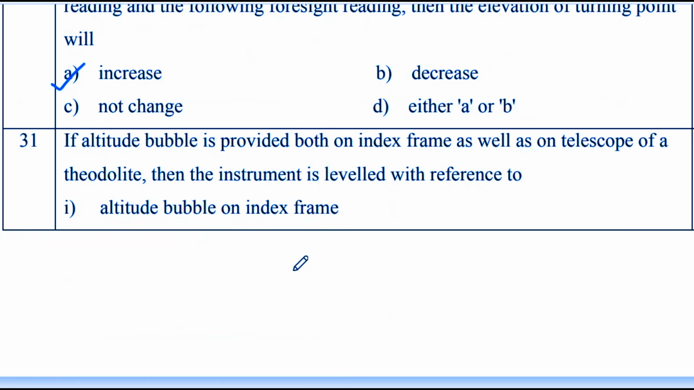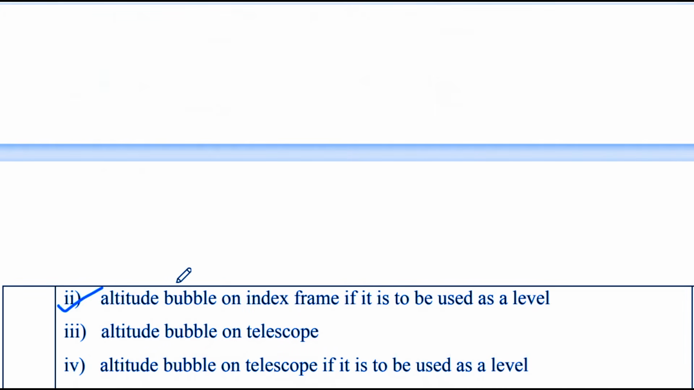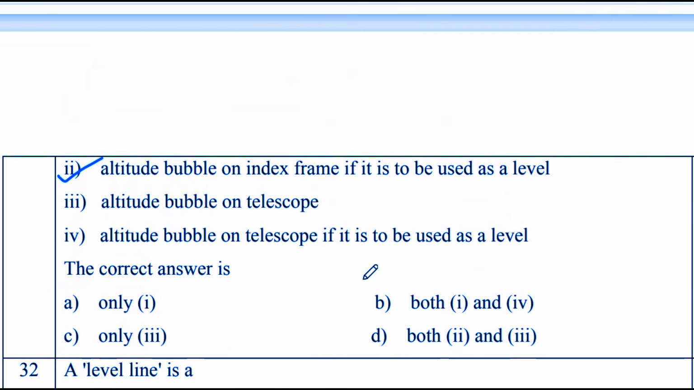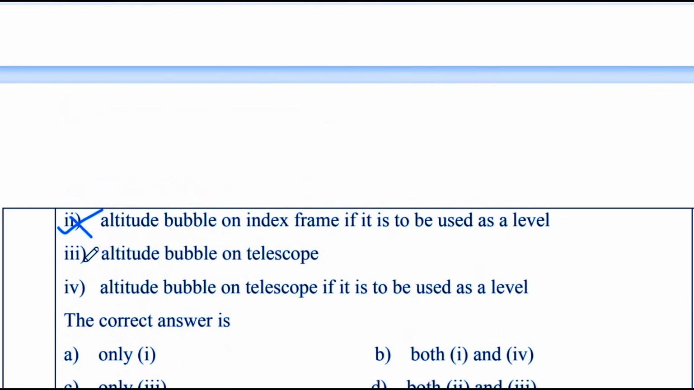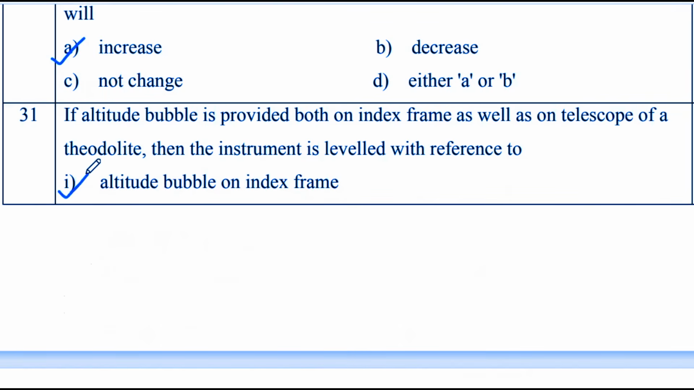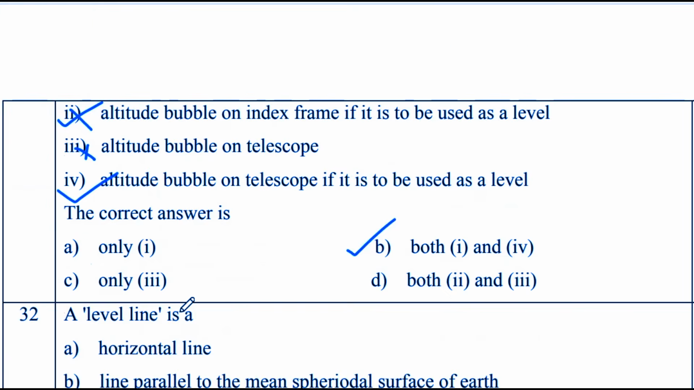If an altitude bubble is provided both on the index frame as well as on the telescope of a theodolite, then the instrument is leveled with reference to the altitude bubble on the index frame if it is to be used as a level. And this is wrong, and this is wrong. So here option 1 is right, altitude bubble on index frame, and altitude bubble on the telescope if it is to be used as a level. So 1 and 4, so option B is the right answer.